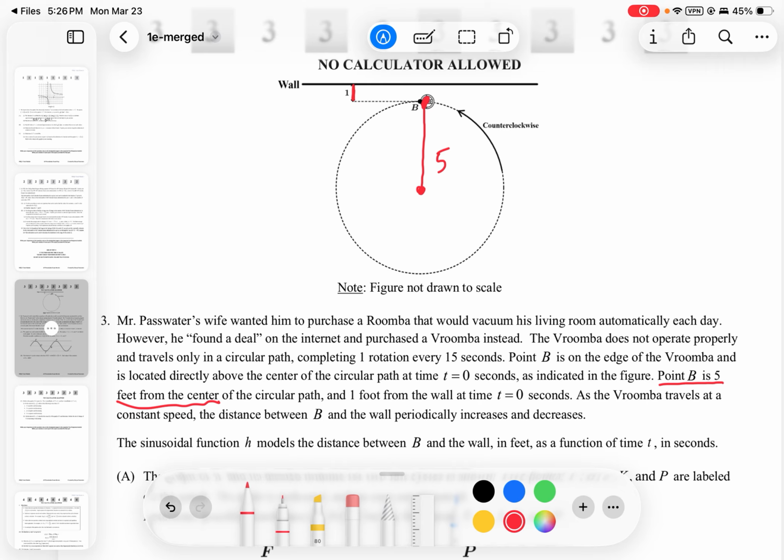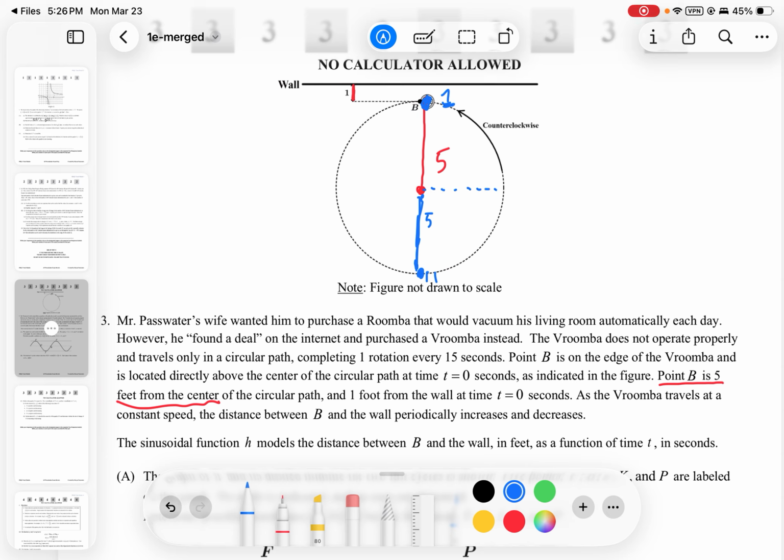So I'm just going to think for a second here. I have this point, and we're 1 foot from the wall here. But what about when we're right here? This is the furthest it gets from the wall. Well, it's 1 foot plus 5 feet, but then this is a radius, so it's another 5 feet. So the furthest the Roomba gets from the wall is 11 feet.